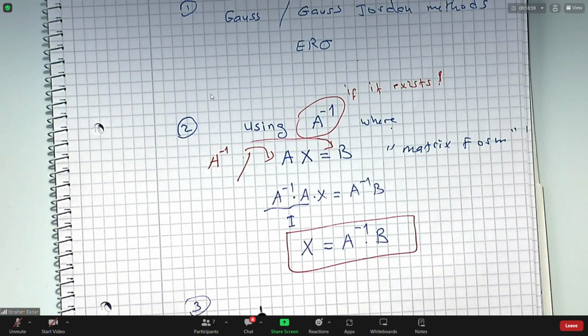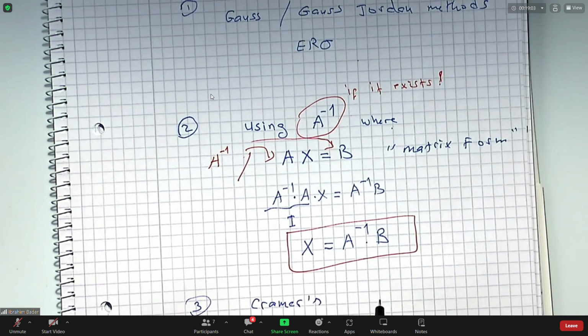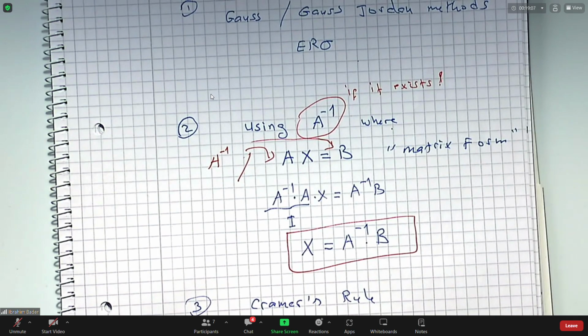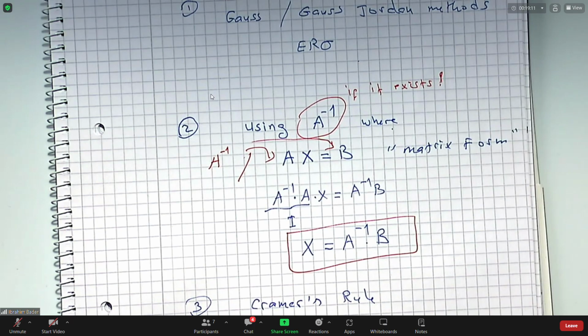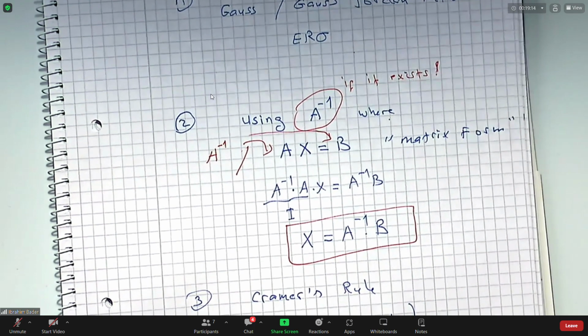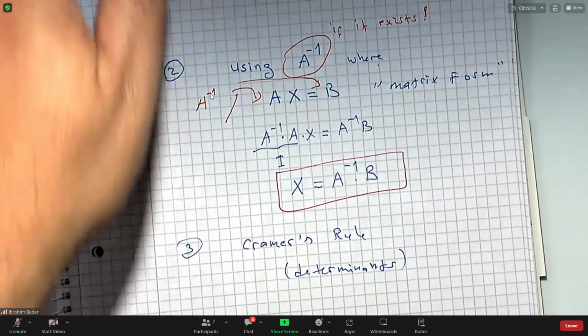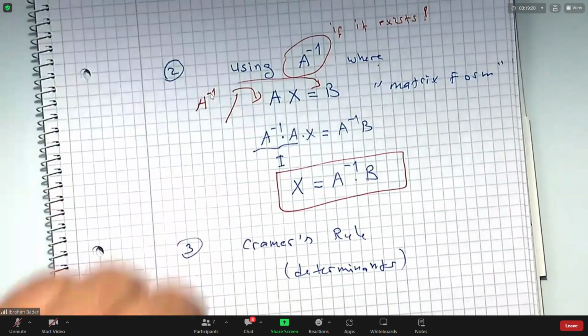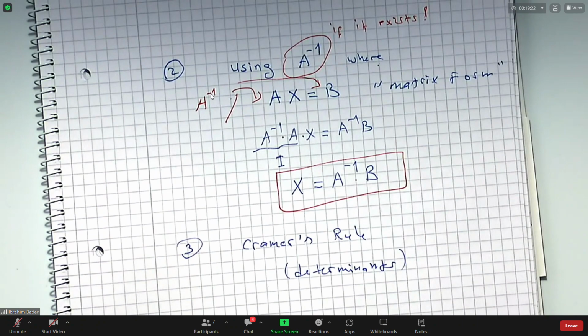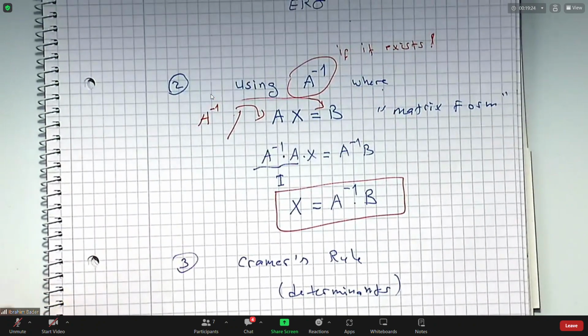Another method that we will learn next week is the so-called Cramer's rule. And Cramer's rule entirely depends on the determinants. This we will discuss next week. So make sure that if you still have problems with determinants, evaluating them, in particular 3 by 3, sometimes 4 by 4 determinants, you refresh your memories.